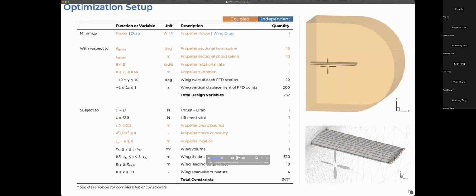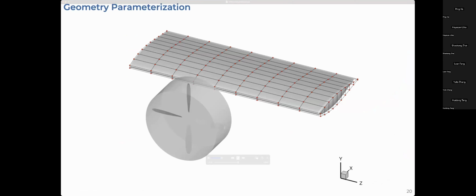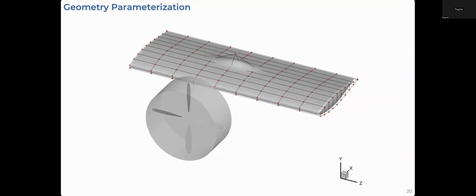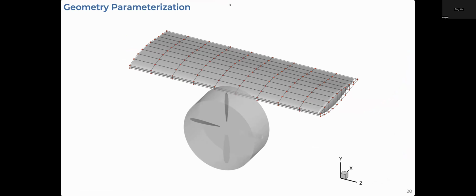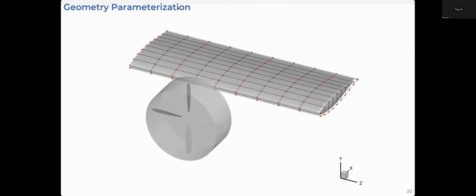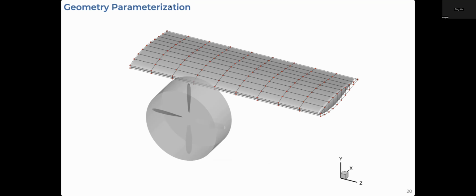Yeah, so I'm gonna play the video. And independent optimization. My bad, I forgot to click to share the sound. The location of where the propeller is, to allow it to be optimized to be most effective for the wing.